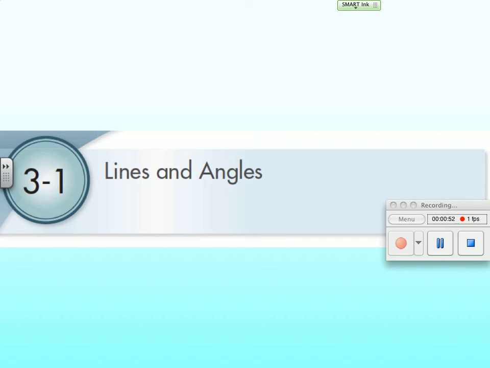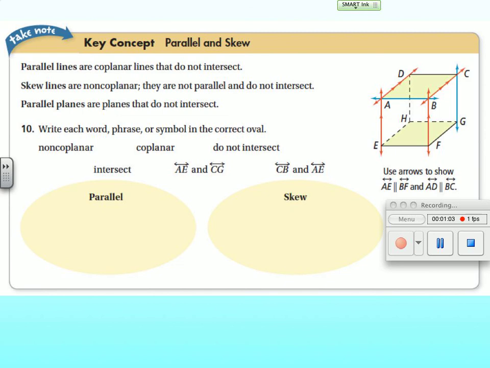So let's continue on. Once you finish 1 through 9, if you want to pause the video now and answer those questions, you may. We're going to continue on to our first key concept of 3.1, which is the concept of parallel and skew lines. Parallel lines are coplanar lines that do not intersect. So in our drawing, line AB would be parallel with line EF.